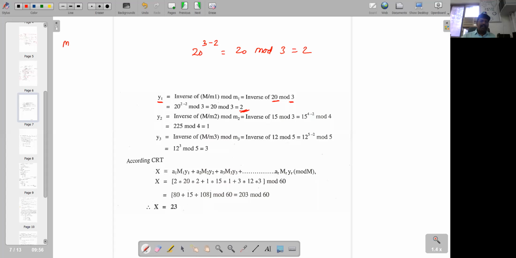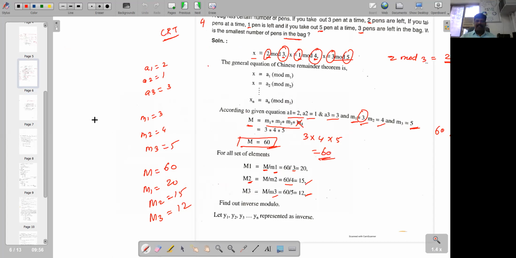And then y2 is the inverse of capital M upon small m2, mod m2, which is the inverse of 15 mod 4. What was the remainder we got? I'll go through the problem again. Whatever remainder value we are getting, here it is upon 4. So these remainder values are 3, 4, 5.